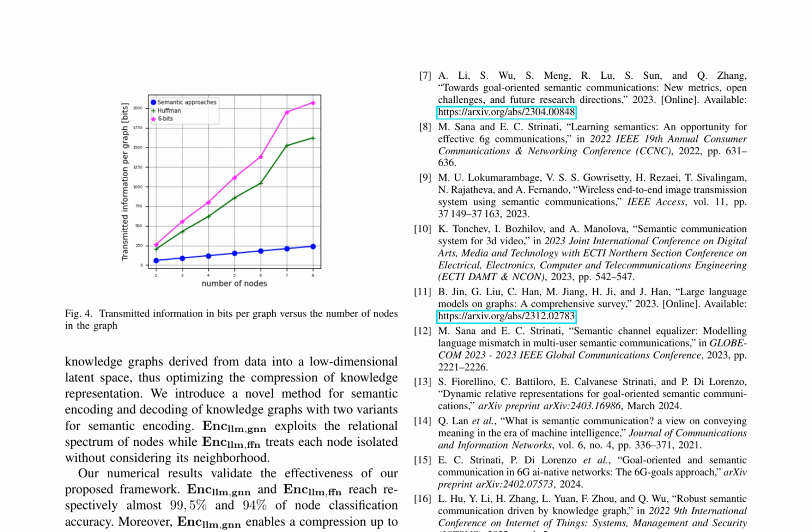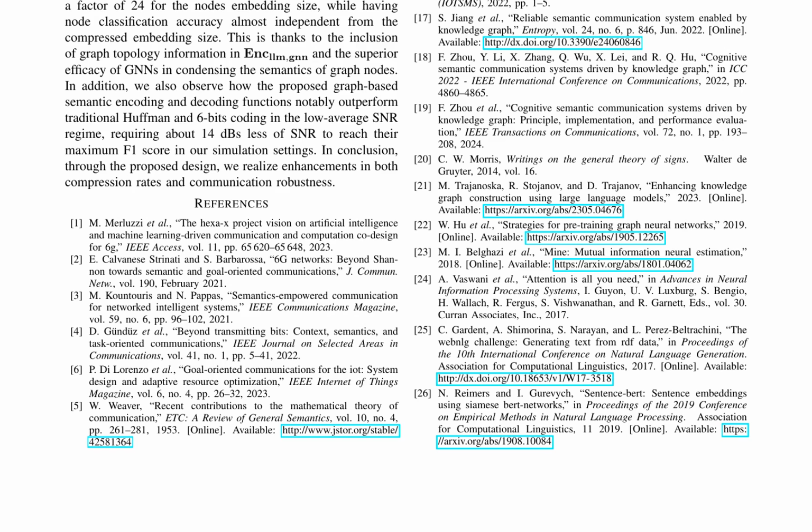Furthermore, enc_lem GNN enables a compression factor of up to 24 for the node's embedding size while maintaining node classification accuracy almost independent of the compressed embedding size. This is a significant improvement over traditional methods. The graph-based semantic encoding and decoding functions are compared to traditional Huffman and 6-bit coding in the low-average SNR regime. The results show that the proposed design outperforms traditional methods, requiring about 14 dB less SNR to reach their maximum F1 score. This highlights the enhancements in both compression rates and communication robustness achieved through the proposed design.